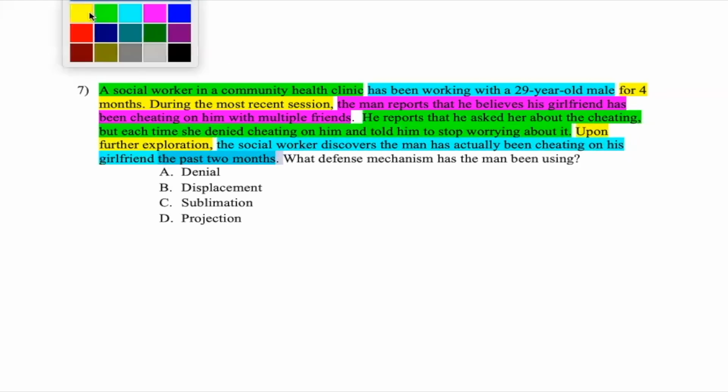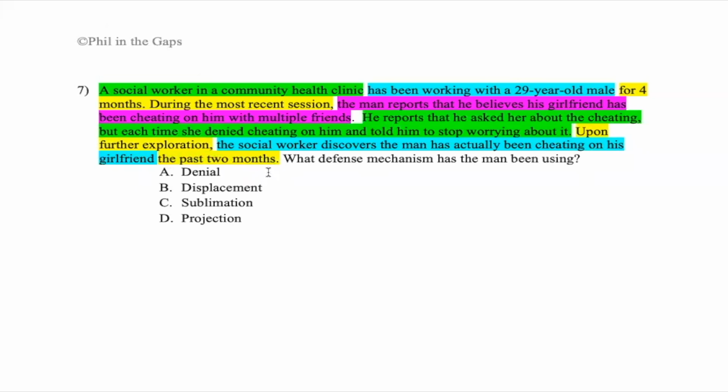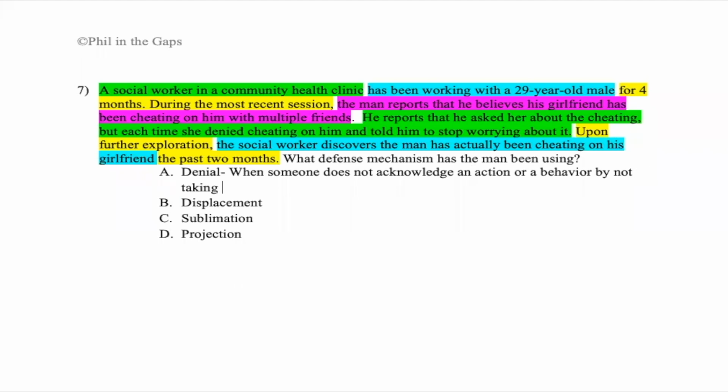Any length of time, hop on top of it because it helps paint the picture of what we're looking at this given moment. So let's break down each defense mechanism, compare them back to the question to see what we're looking at in particular. So A, denial is when someone does not acknowledge an action or a behavior by not taking negative criticism or critique.